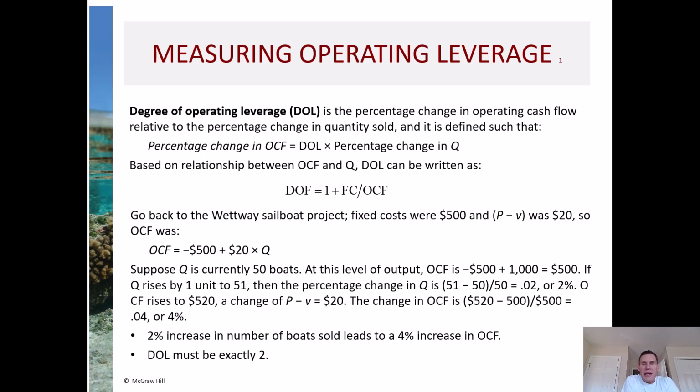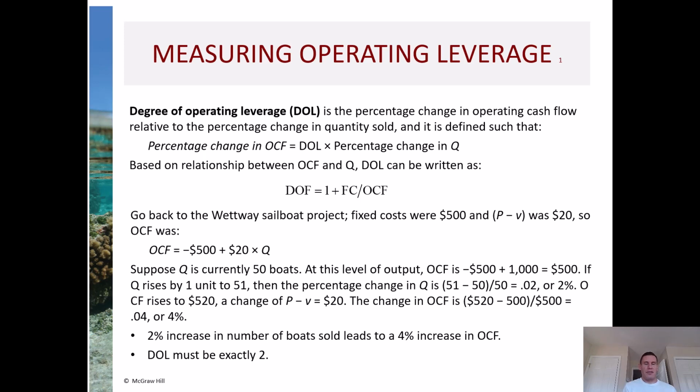So going back to the Wetway example, we know the fixed costs were 500, the price minus the variable costs were 20, so the OCF was just -500 plus 20 times Q. So let's say that Q is currently 50 boats. At this level of output, OCF is minus the 500 for the fixed costs, plus the 1,000, equals 500. If we increase Q by 1 unit to 51, then the percent change in Q is 51 minus 50 over 50 equals 0.02, or we could just say 2%.